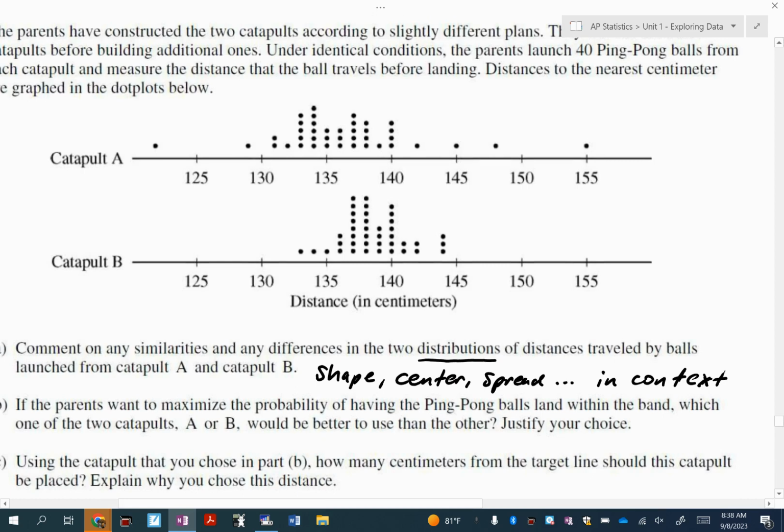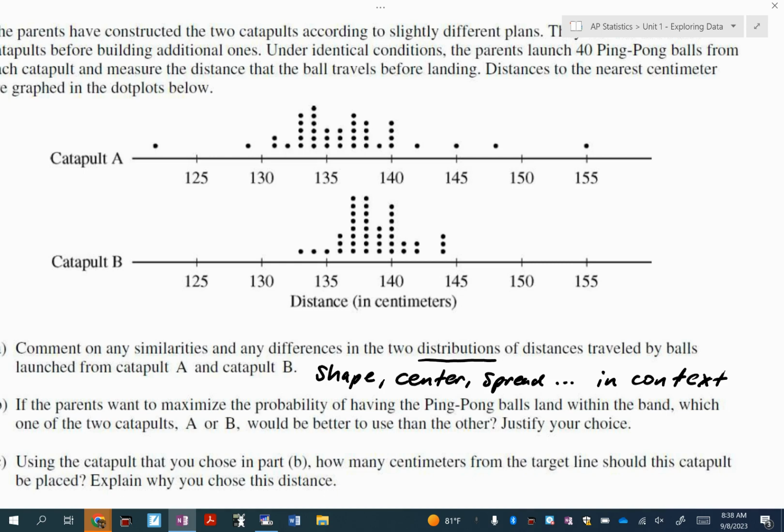Does anyone want to give it a shot for the shape? How would you describe the shape of each of these catapults? Raise your hand, anyone? No one wants to give it a try? Yeah, Sergio? In this example, you can say catapult B is roughly symmetric. So you're saying catapult B is roughly symmetric? Yes. And catapult A is the other one, so not roughly symmetric? Yeah, not. Okay, I kind of agree with you.